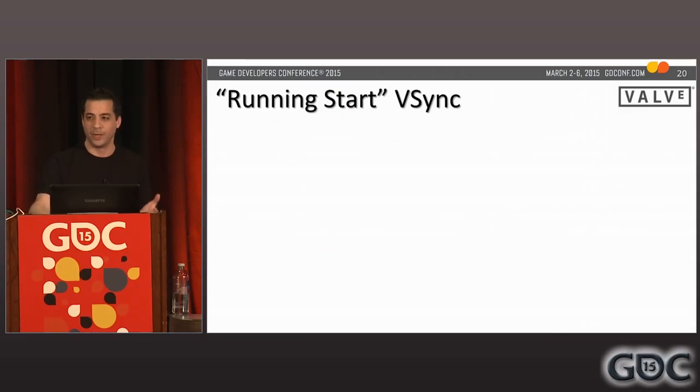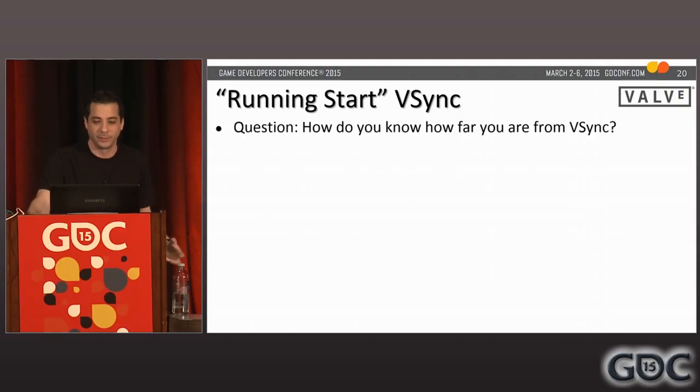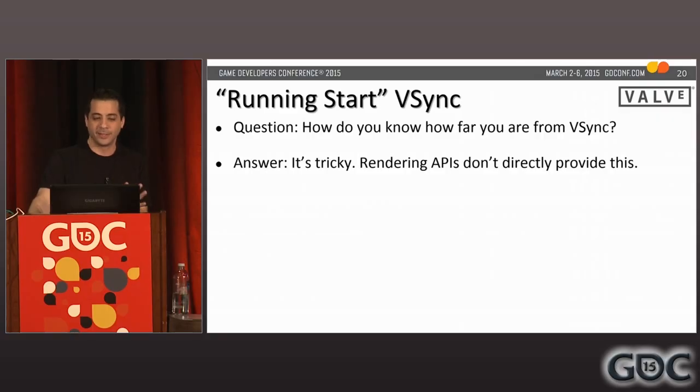This all relies, though, on knowing when VSync happened, right? Because you have to start your work before VSync. Read a pixel trick is not going to help you because you can't spin and wait for VSync to hit. You've got to start before VSync happens. So the question is, how do you know how far you are from the next VSync? The answer is pretty bad. It's tricky. You really don't know.